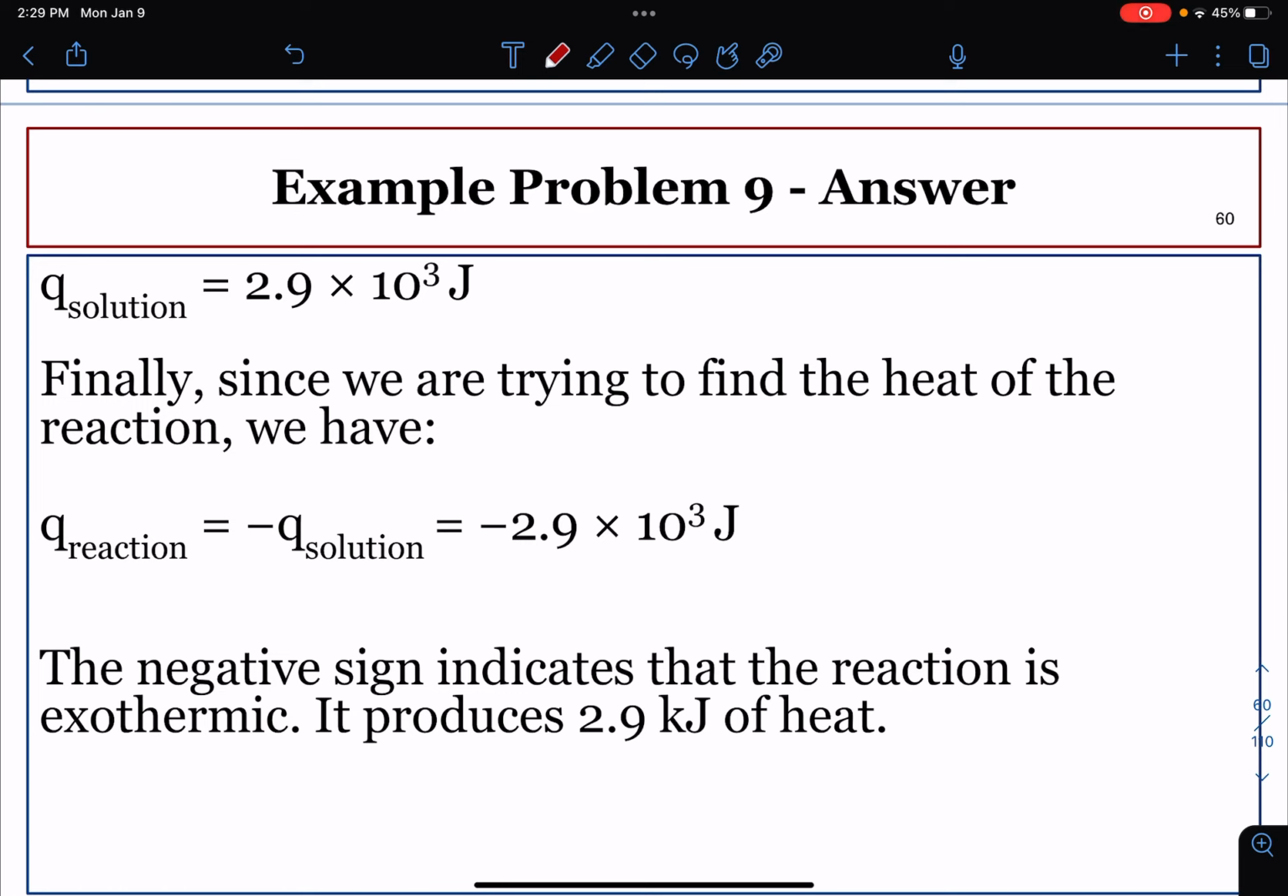Now, the only thing we have to remember is that when this problem is asking for the amount of heat produced by the reaction, it's coming from the perspective of the reaction. The reaction is equal and opposite to the Q of the solution. So our 2.9 times 10 to the 3 joules becomes negative 2.9 times 10 to the 3 joules, and that is the Q of the reaction. The negative sign indicates that the reaction is exothermic. Exothermic reactions release or produce heat.